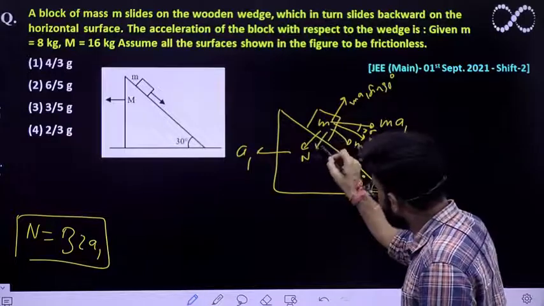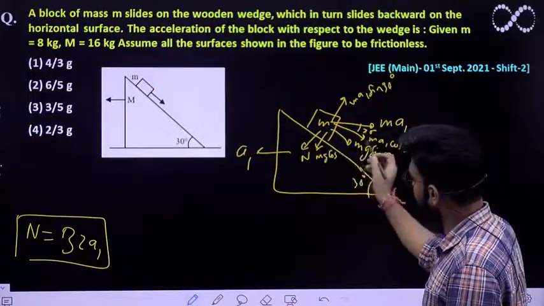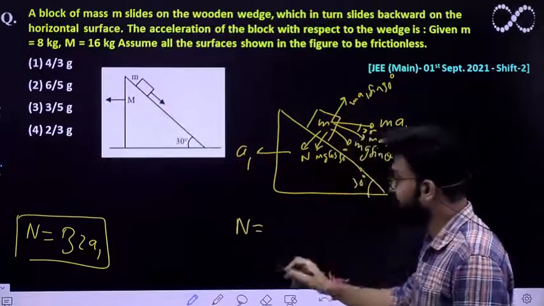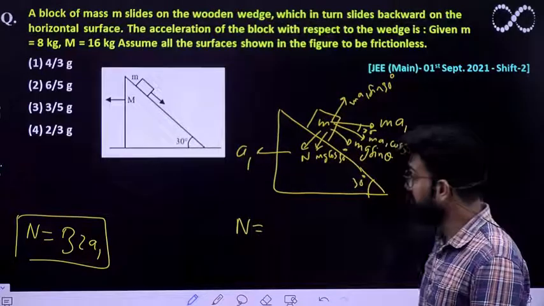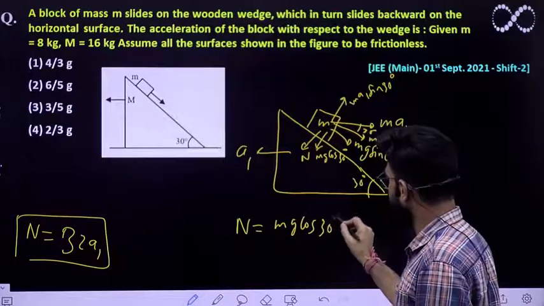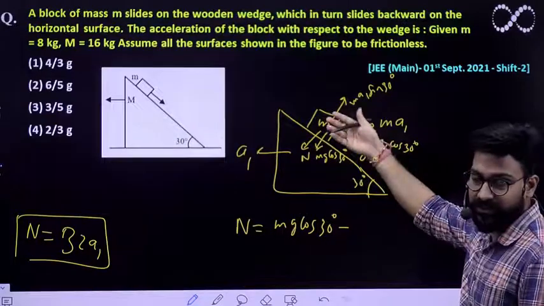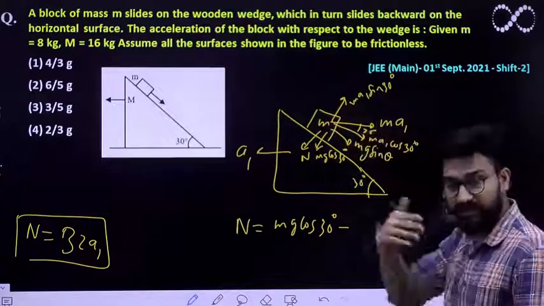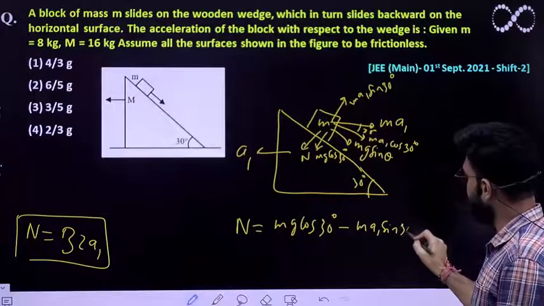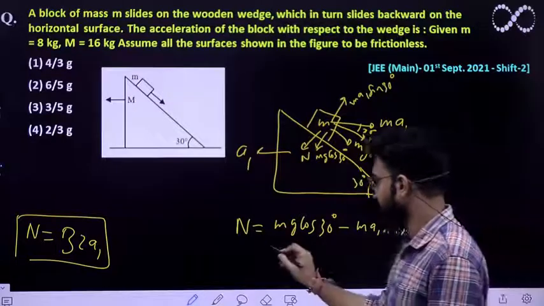Okay, and the weight component of the small block is mg cos 30 degree. So what is the value of normal force that must be applied on the wedge? This must be equal to mg cos 30 degree minus, because the pseudo force is also acting on it, so the normal has to be reduced now. So it must be equal to m a1 sine 30 degree. Okay, so this is the value of normal that we have got.